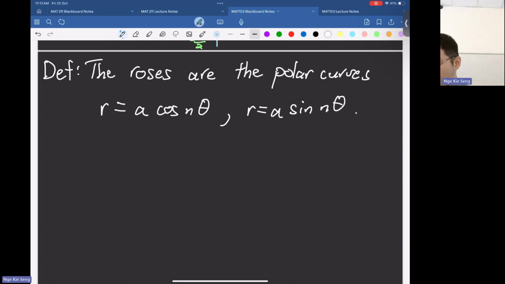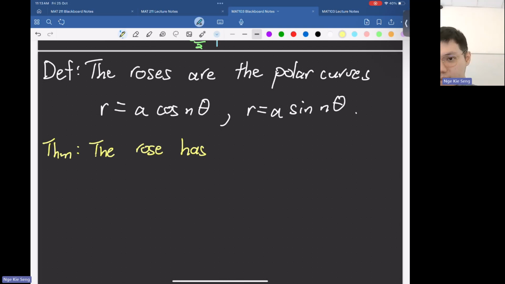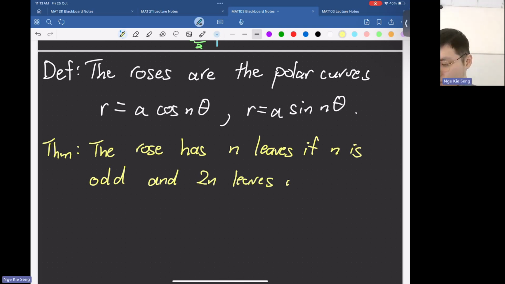So the claim here, the theorem here, is that the roses have n leaves if n is odd and 2n leaves if n is even. But I haven't defined for you what this leaf is yet.